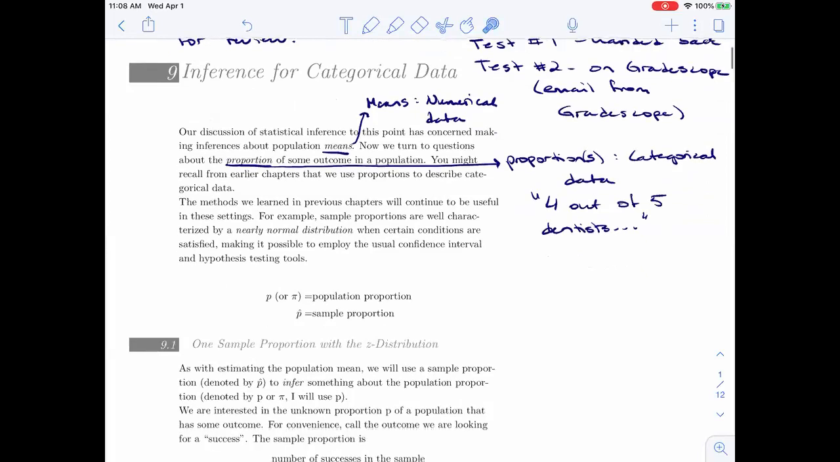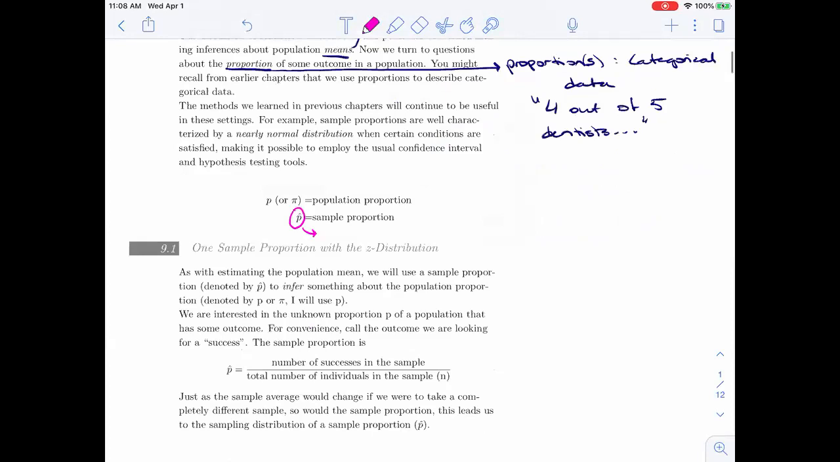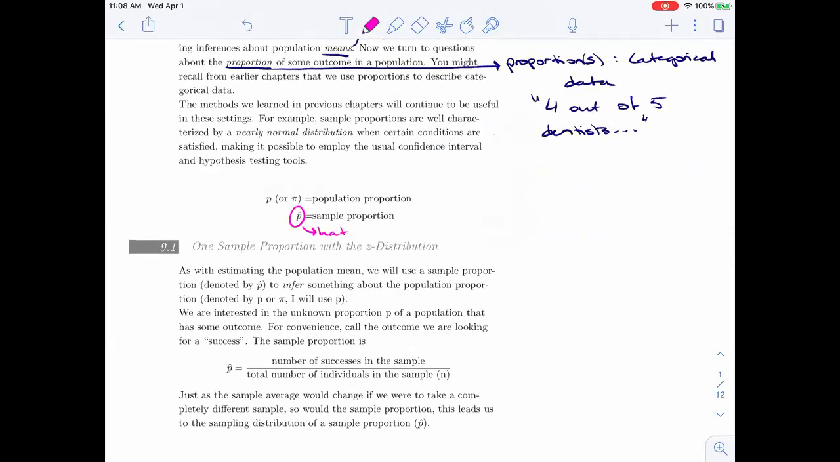One thing that we've learned is that we're going to have a population proportion, just like we had a population mean mu, and then we're going to have a sample proportion, just like we had a sample mean x bar. The difference here is that we use the hat. Hat denotes the sample proportion.